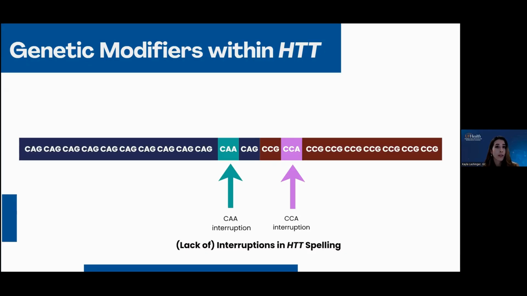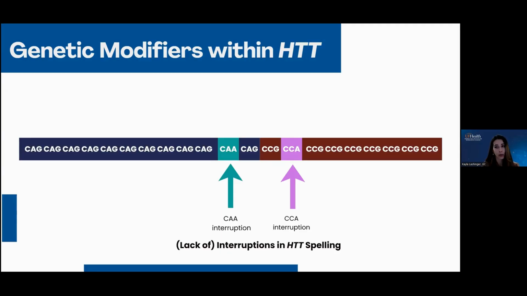Also, going back to that reduced penetrance range and how some people develop symptoms and some people don't, this may explain some of that. Some studies have found that people who are in the reduced penetrance range and lack this interruption are the ones who go on to develop symptoms, but there's likely more that's contributing to it than just the lack of this interruption.